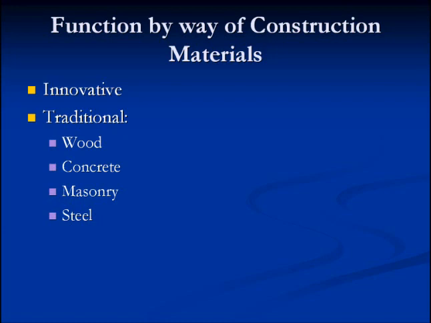Each of these building materials can then fall into a certain category, which, during the process of reconciling your building to the codes, you will be able to, at that time, pick both the building type and the construction type. So how does the building function by way of the materials?